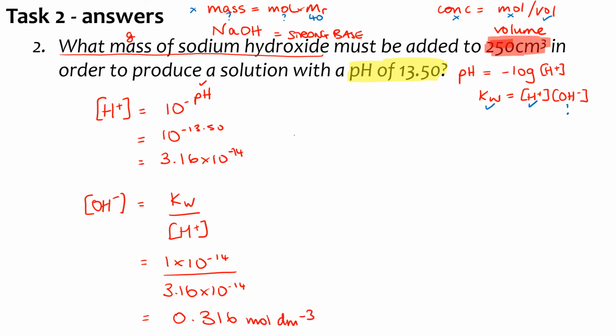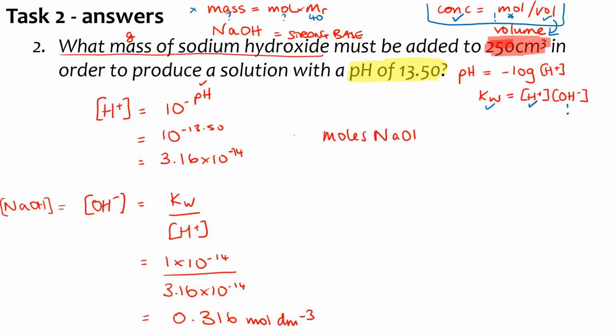Now, sodium hydroxide is NaOH. There's one OH minus in every NaOH. So the concentration of NaOH is going to be the same as the concentration of OH minus that we've just worked out. So we've now got the concentration of the solution. Looking at this expression up here, we've got the concentration of NaOH, and we've got the volume, which is 250 centimeters cubed, and that means that we now can work out the moles. So that's the next step.